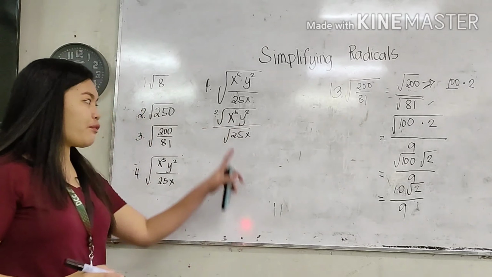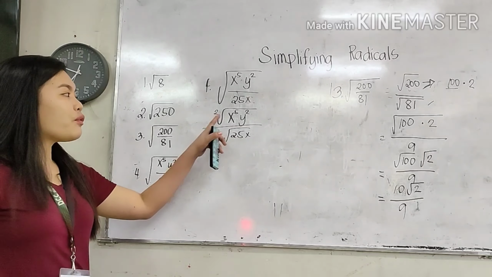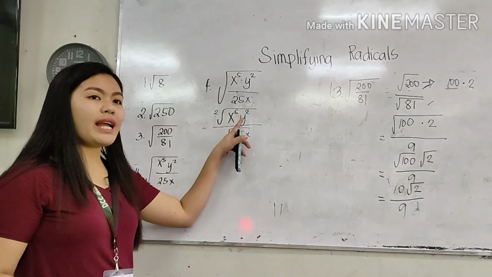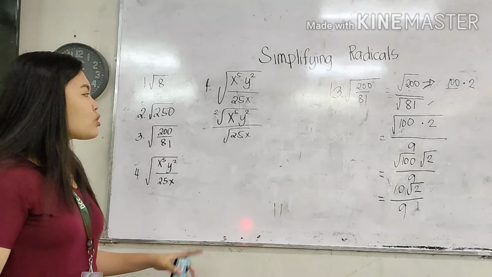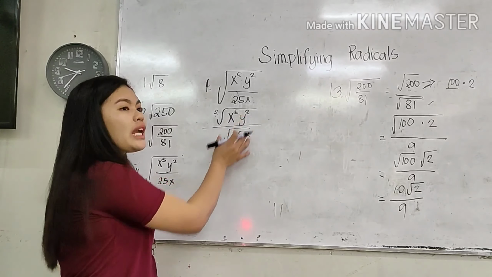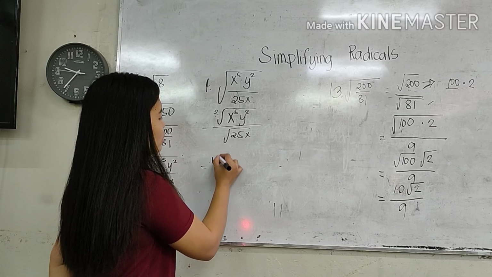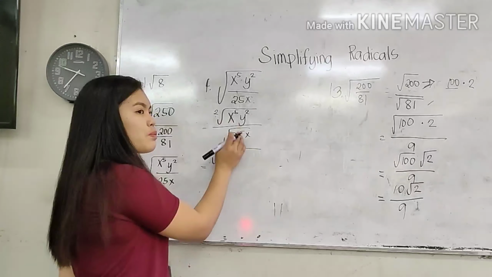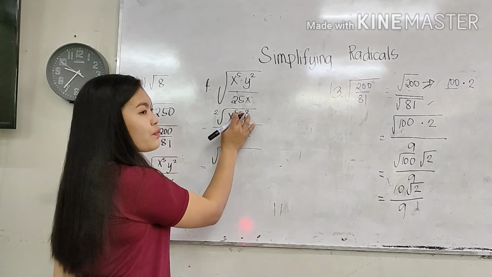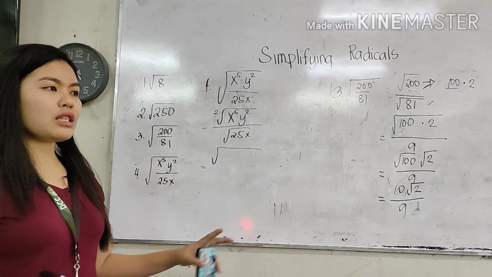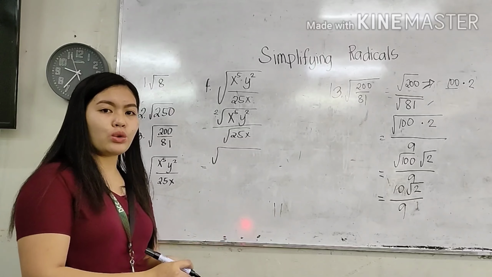So this is your reference for factoring each exponent, each radical, or each variable. So now let's factor the numerator first. Square root of, let's factor first that x raised to 5. So remember the product rule. It is important to remember what the product rule is.